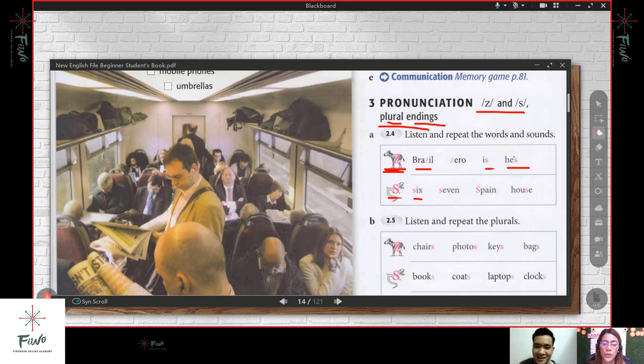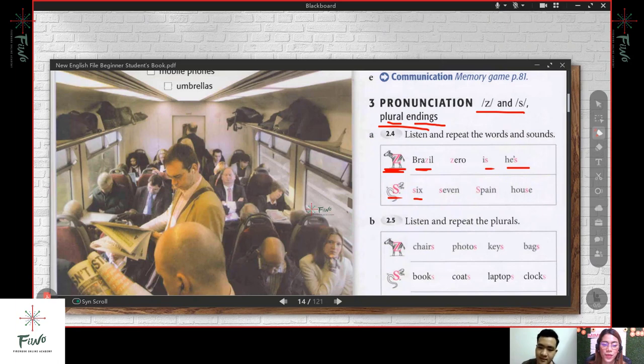All right. So, can you tell me what is this? Zebra. Yes, that's a zebra. How about this country? Brazil. Zero. Is. His. Is. How about next? His.